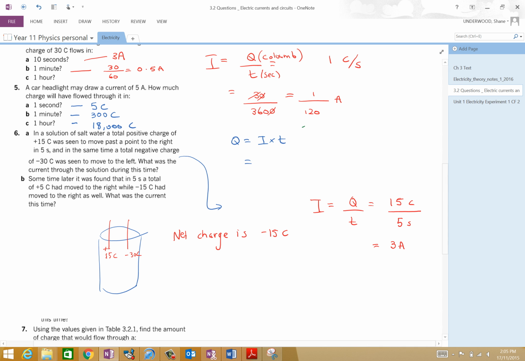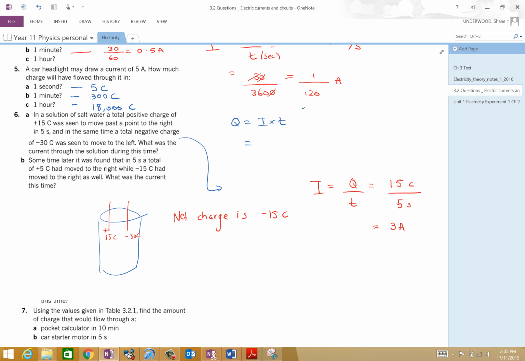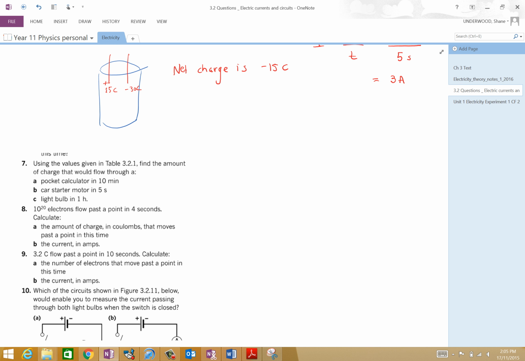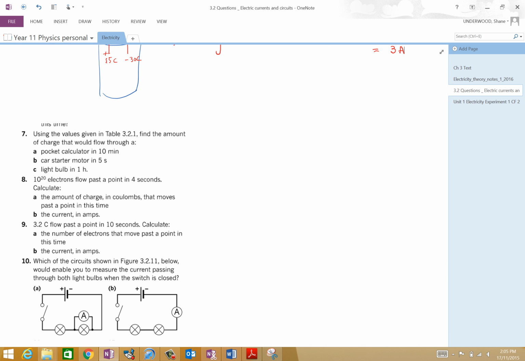Find the difference in charge, which was negative 10. Negative 10 once again over 5 seconds will be 2 amps. Using the values given in 3.21, I'm not sure where exactly that is, but I think this is more or less using the same formula. Yeah. Okay. Not going to go through that.